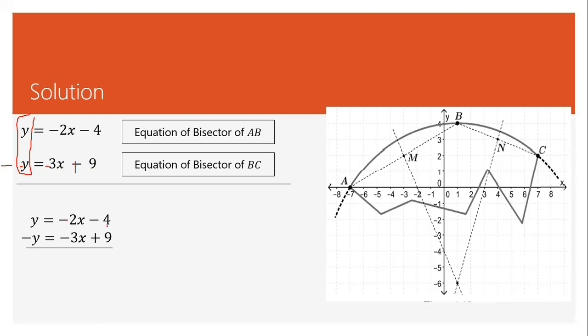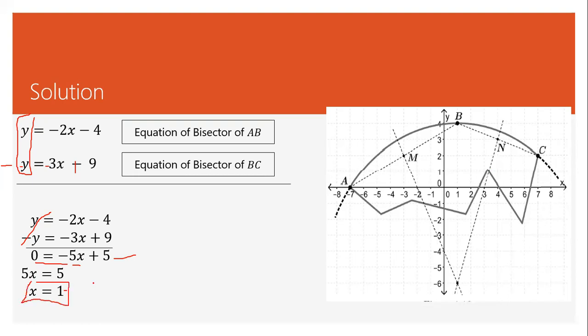So y equals negative 2x minus 4, and then negative y is equal to negative 3x plus 9. Cancel y, that's 0. Negative 2x minus 3x is negative 5x. Negative 4 plus 9 is 5. Let's transpose this to the right. So 5x is equal to 5. And divide it by 5 para x na lang mabilin. So x is equal to 5 divided by 5 is 1. So our x is equal to 1.